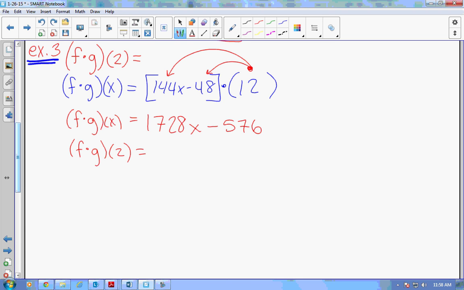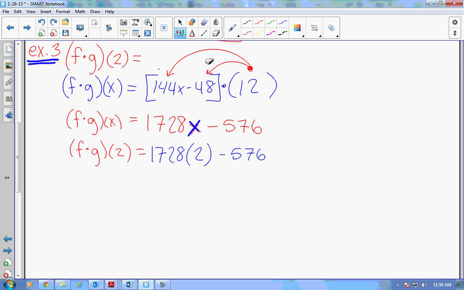It's a plug-in. It's evaluate. So we're going to plug it in where the 2 was, or where the x was. Put parentheses, because we're going to multiply only that first one by 2. The second one doesn't have an x. Okay, type all that in.